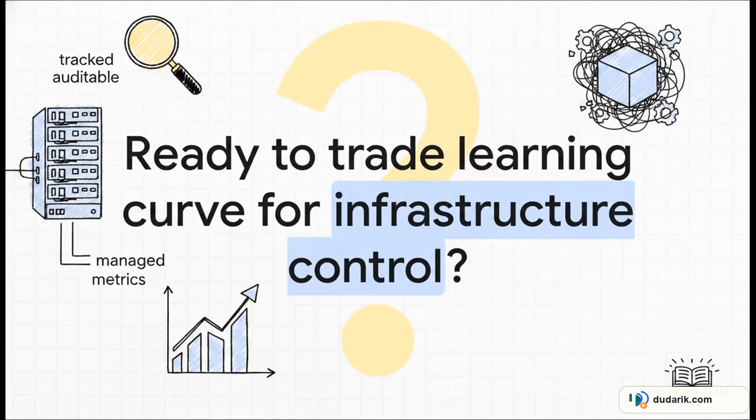Which brings us to our final thought for today. We've seen exactly how Polyaxon can end the dreaded GPU chaos by turning compute into a heavily managed, tracked, and auditable resource. But it demands serious technical rigor to deploy and maintain. So I leave you with this question to chew on. Is your team ready to trade that steep Kubernetes learning curve for ultimate infrastructure control?